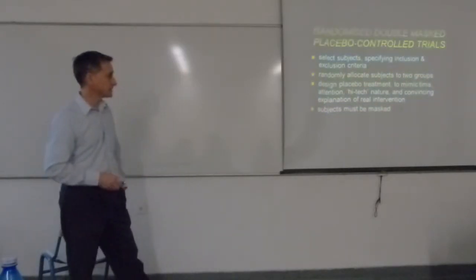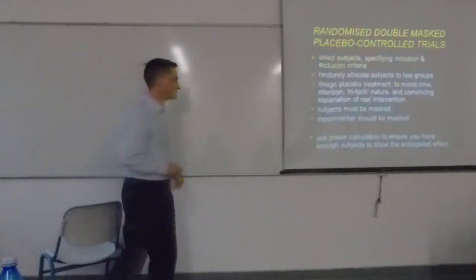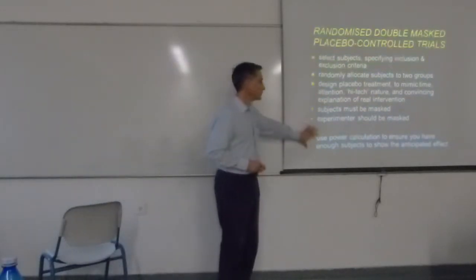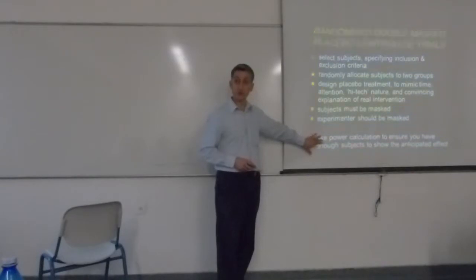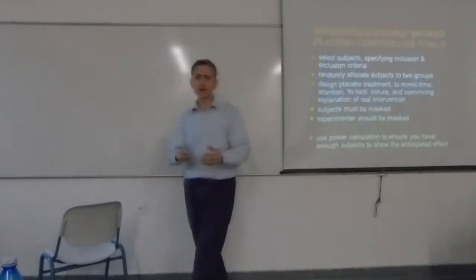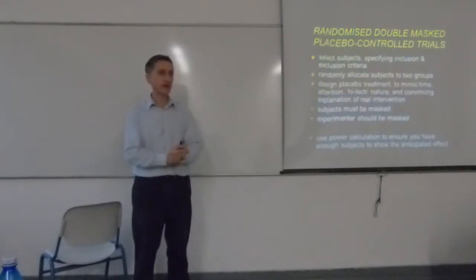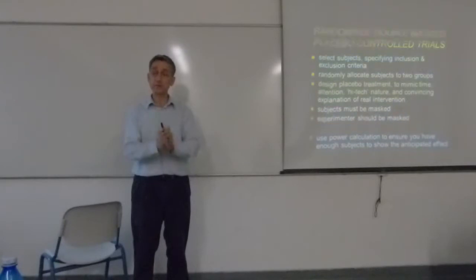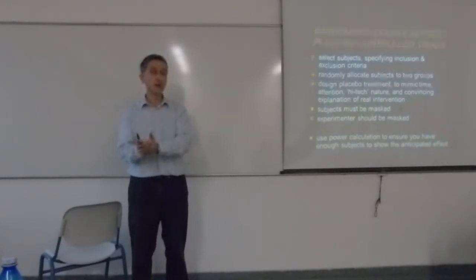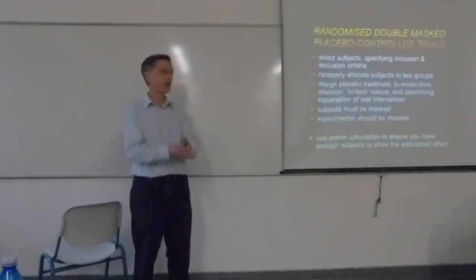The subjects, we said, must be masked. The experimenter also should be masked for the reasons that we spoke about before. And you can use a statistical method to work out how many subjects you ought to be researching. So one of my doctorate students, who you might know, he comes to Israel quite often, he works with Simon Barnard, Alex Levitt. He's doing a research study with me comparing, for keratoconus, scleral contact lenses with gas-permeable contact lenses.